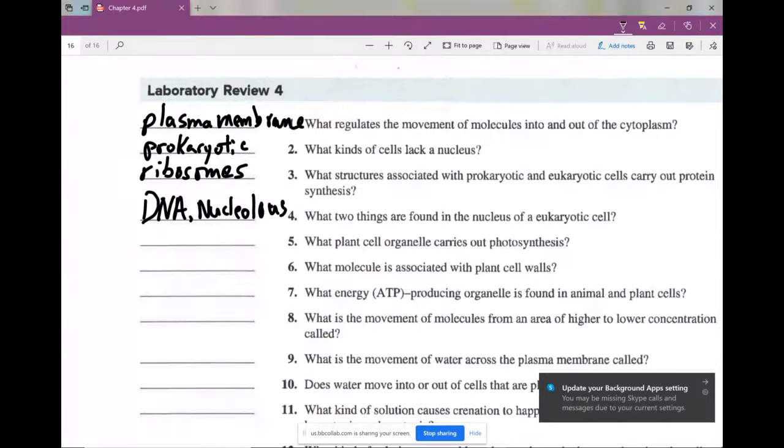What plant cell organelle carries out photosynthesis? I think we all know that's the chloroplast. What molecule is associated with plant cell walls? And that would be cellulose. Cellulose. I'm going to give you the answer to that one. Cellulose, which happens to be extremely difficult to digest, which is why they tell you to eat vegetables. You can't really digest them, not the cells themselves, which becomes roughage and helps your digestive system.